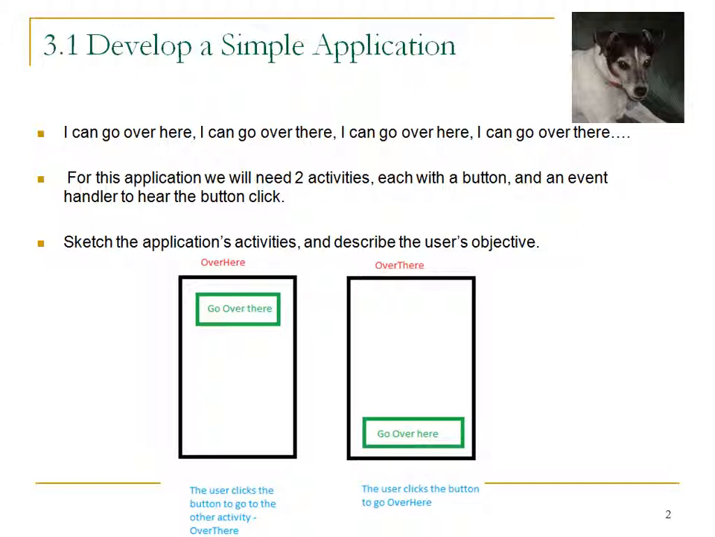So there it is then, two activities. That means two user interface screens with buttons on them, and one says go over there and one says go over here.